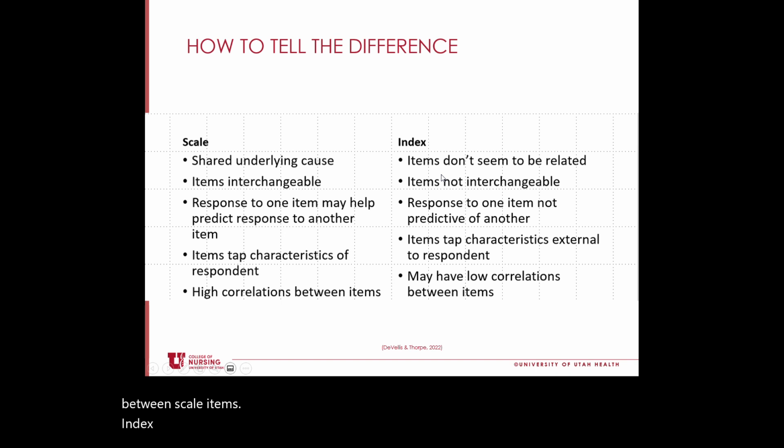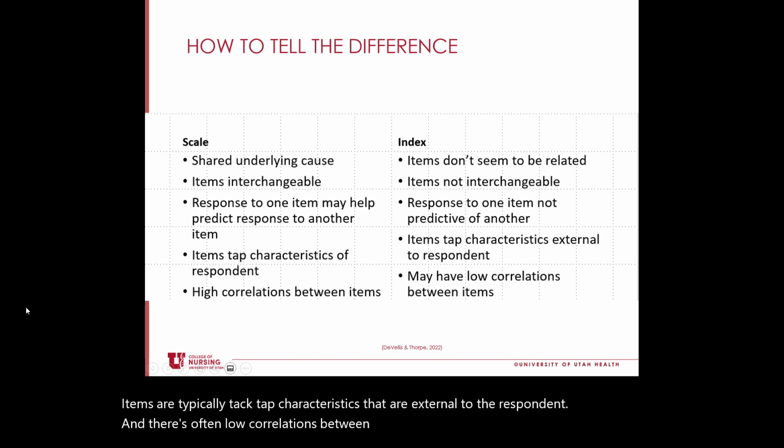Index items often don't seem to be related. Index items are usually not interchangeable. Index items are often not predictive of one another. Items typically tap characteristics that are external to the respondent, and there are often low correlations between items in an index.